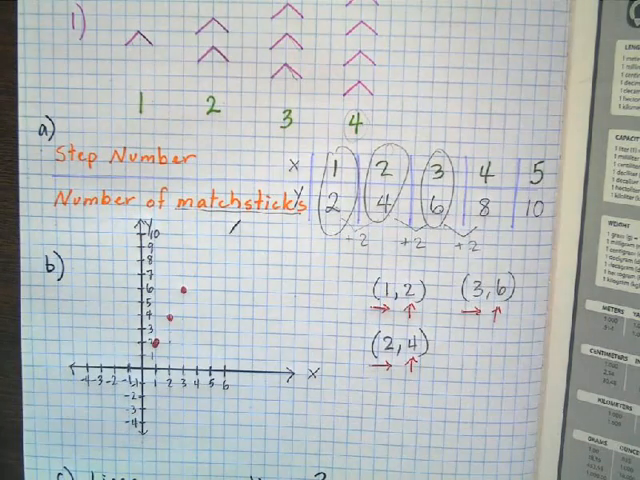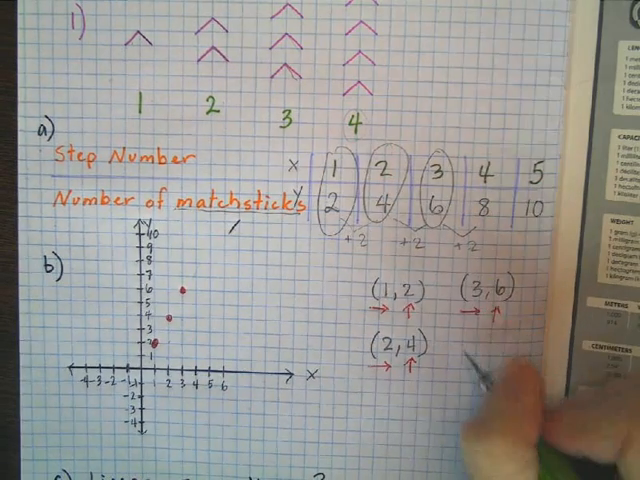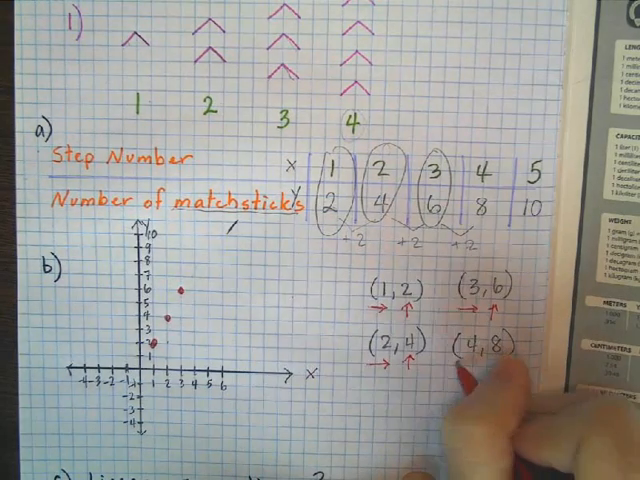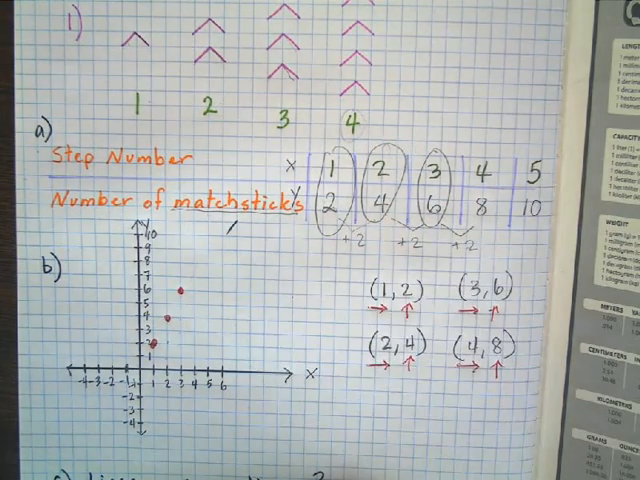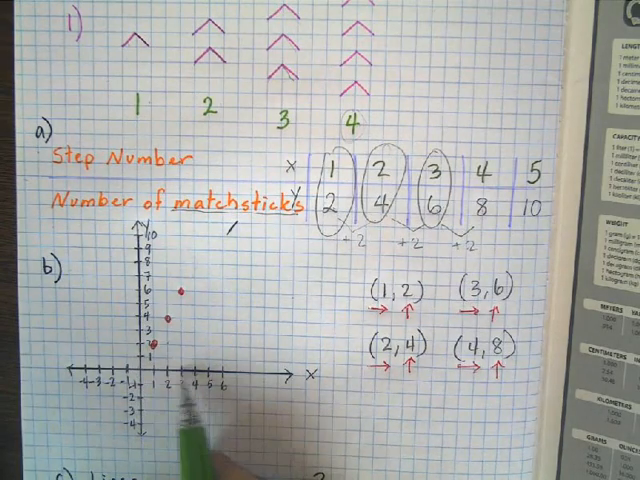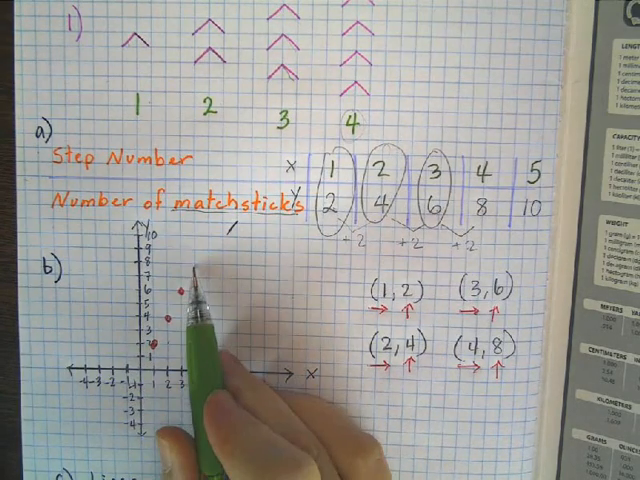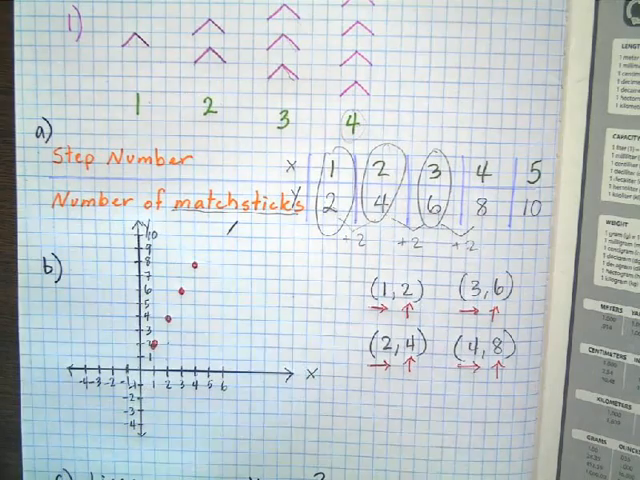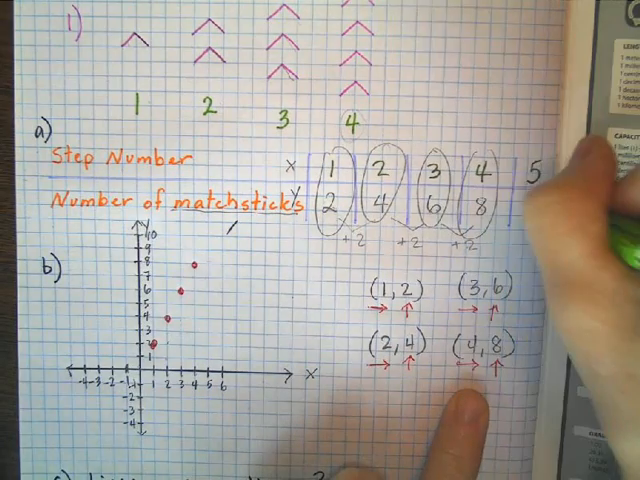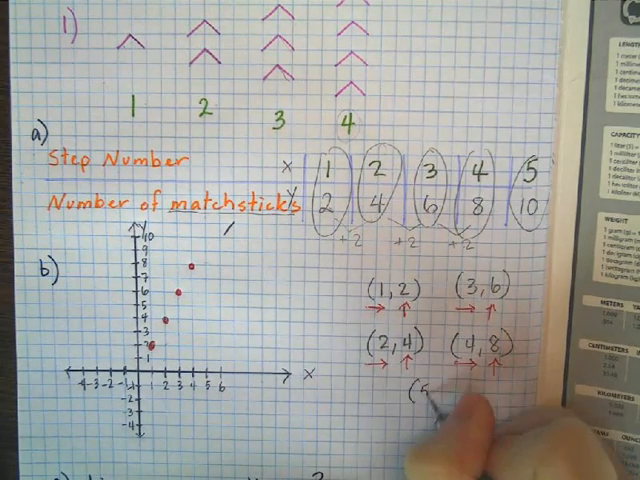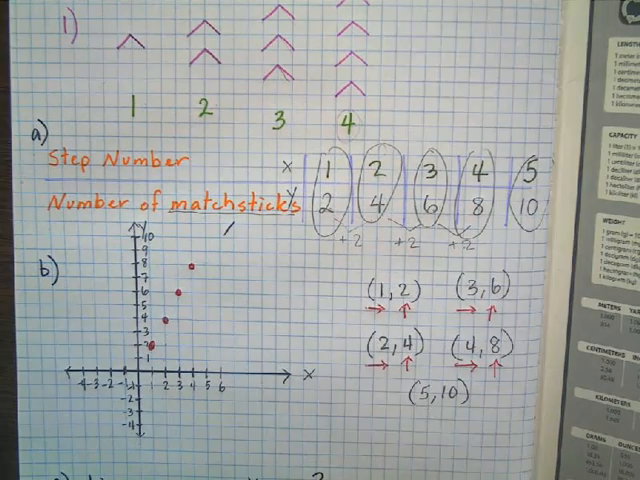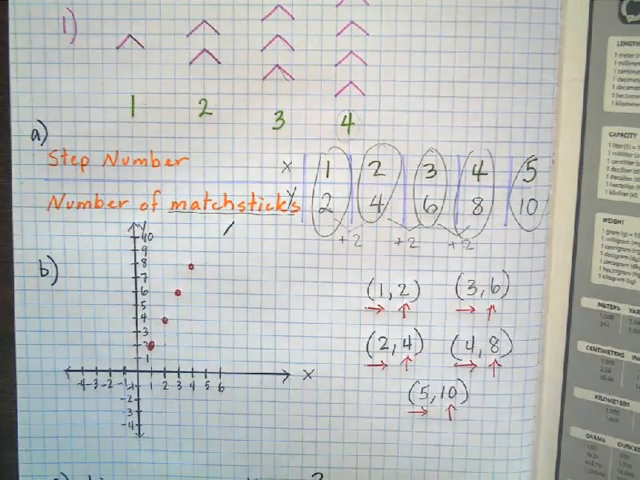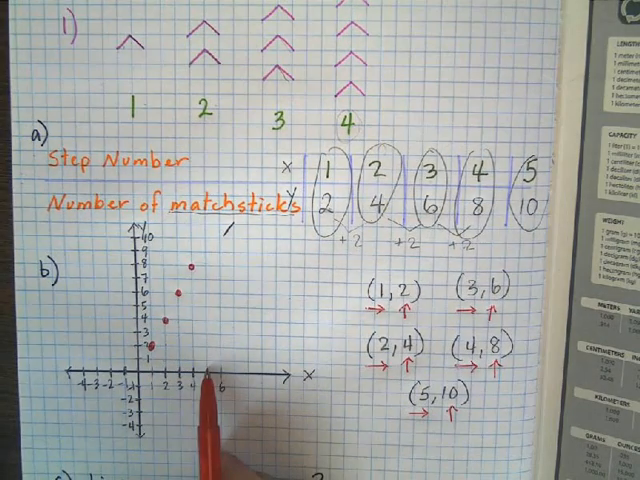Okay, the next one, 4 and 8. So 4 to the right, and then 8 up. So here's 0, 4, and then up 8. That would be right there. And the last one is 5, 10. So that's going to be 5 to the right and 10 up.